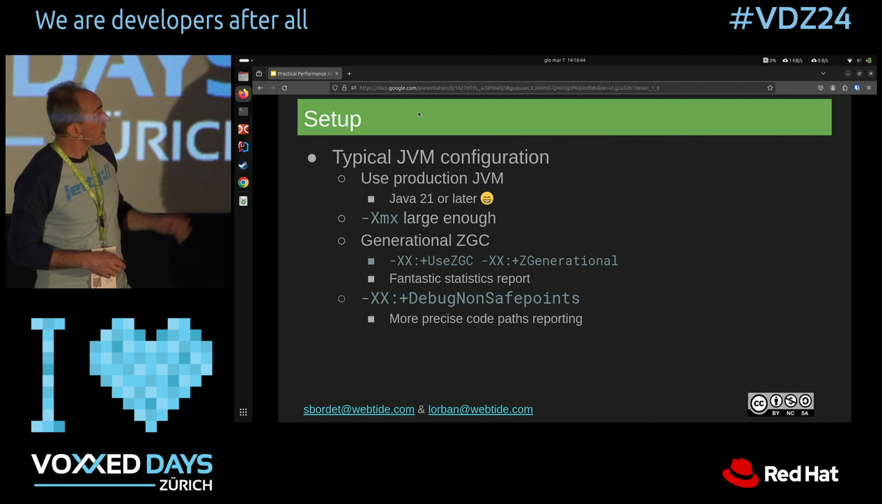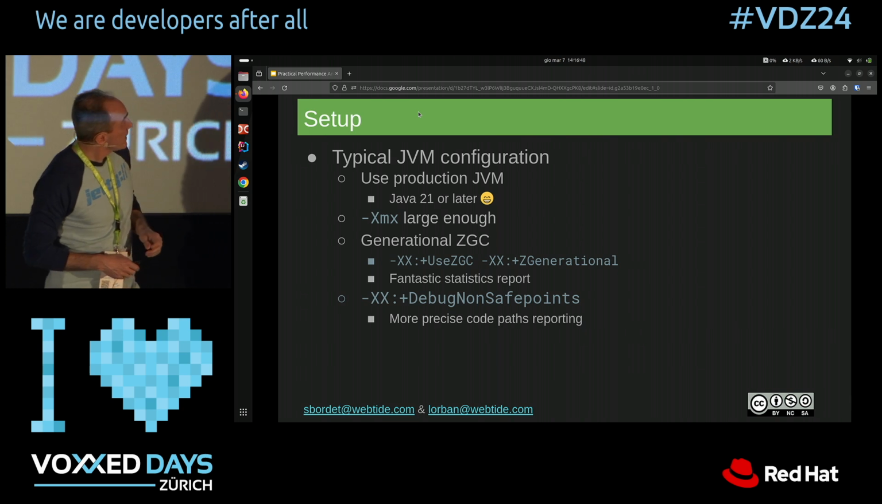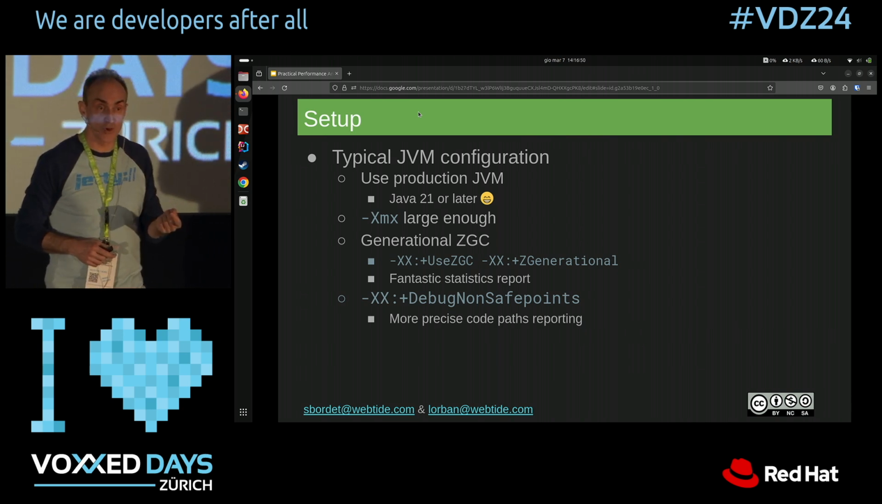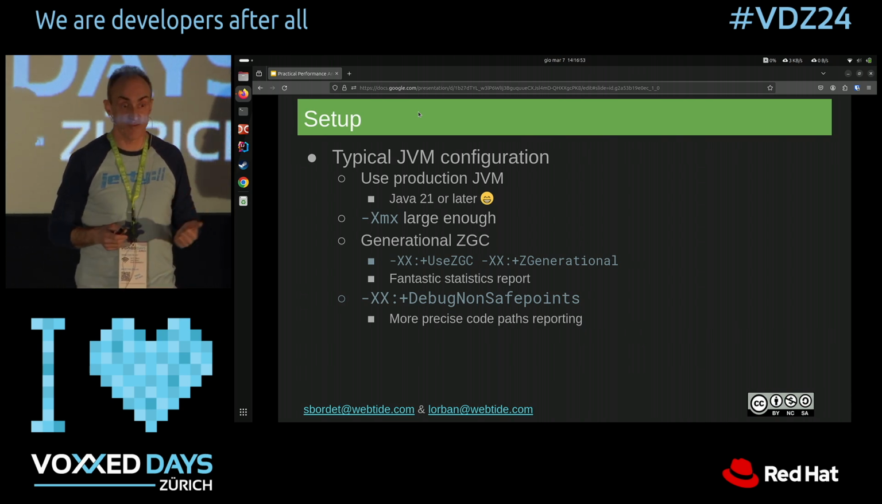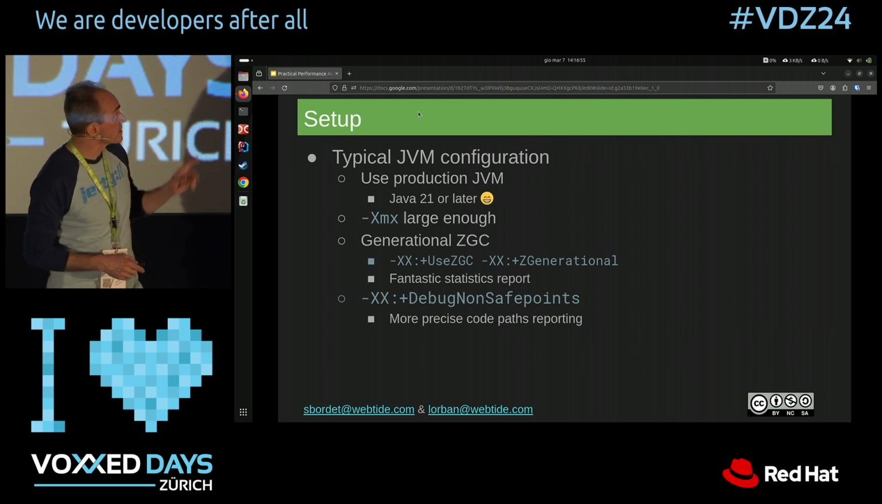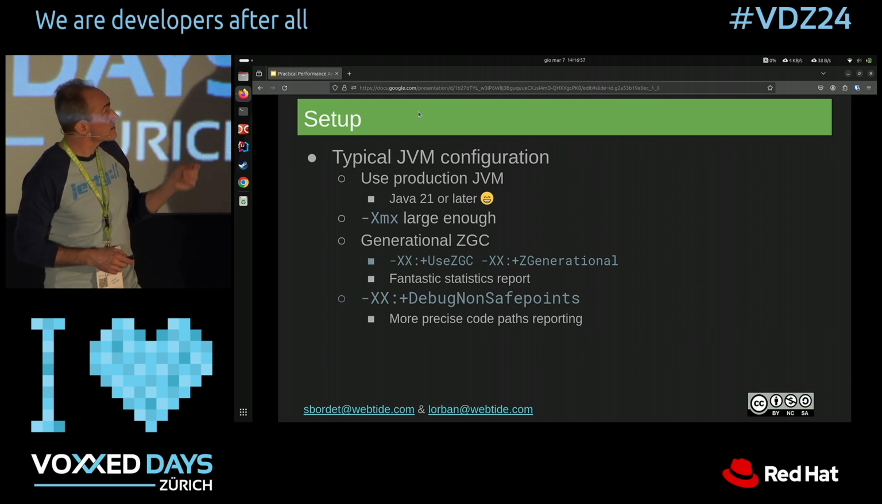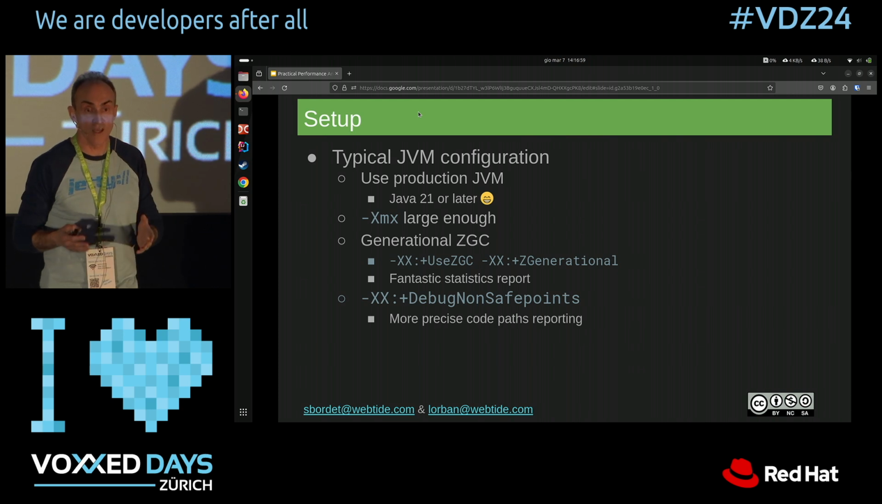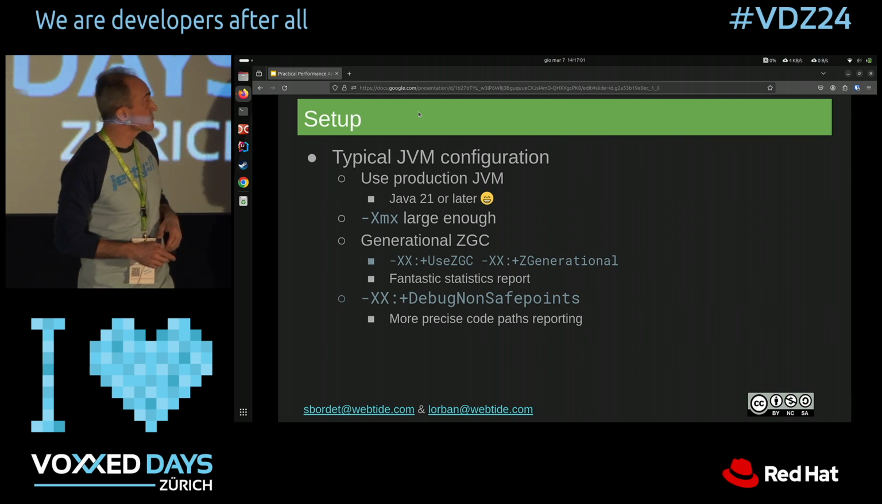The last one is the debug non-safepoints switch. It is a special switch that is particularly useful in profiling, which we'll see in a few slides. Typically, it has a little bit of a cost, but when you do profiling, it is very important to have this on.